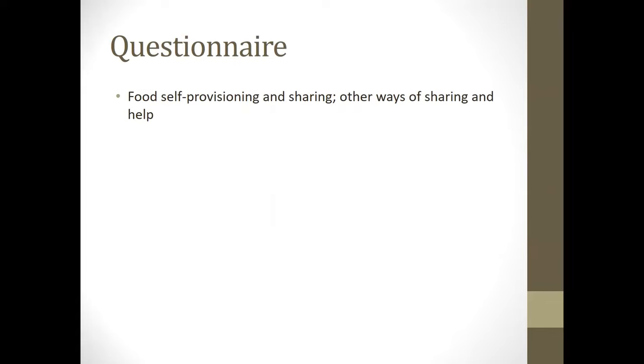So, what was in the questionnaire? As Martin Vávra said in the beginning, the data are already in the Czech social data archive, so you can have a look on your own. Generally, there are questions on food self-provisioning and food sharing, but also about other ways of sharing and help. I will talk mostly about food, but the questionnaire and the project are much wider than this.